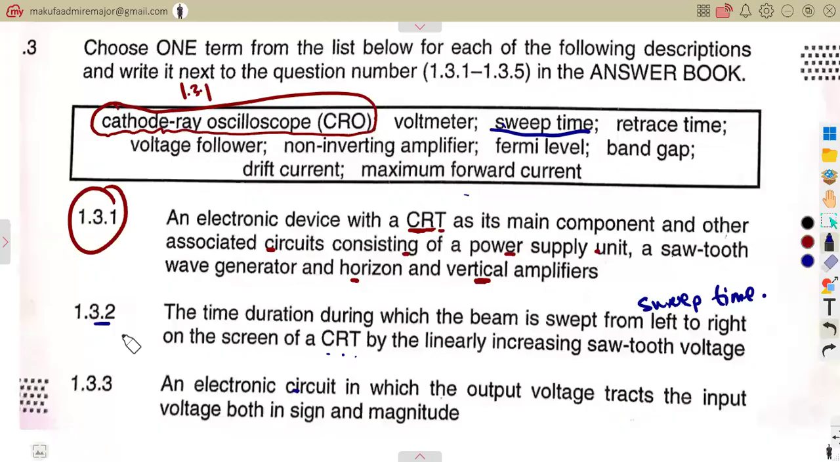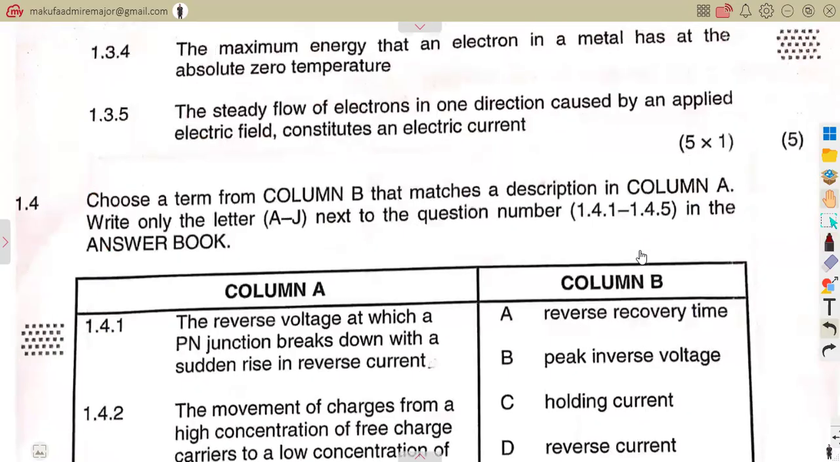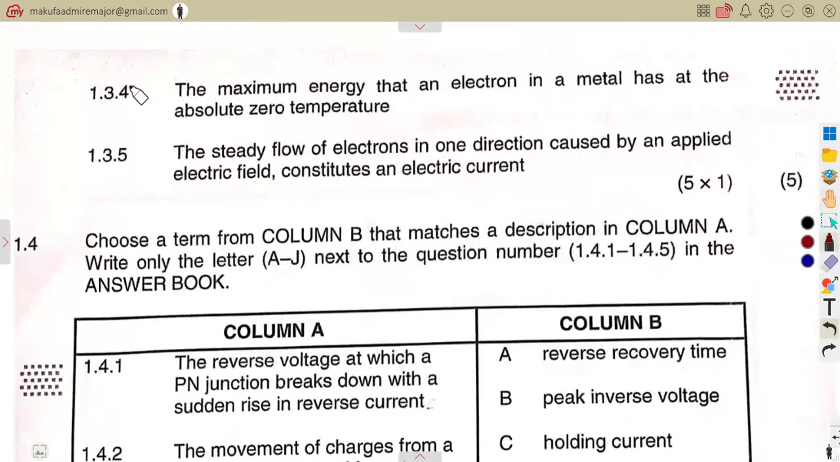If we move on to 1.33, we're now given an electronic circuit in which the output voltage tracks the input voltage both in sign and magnitude. So that will be our voltage follower in that case. So we have to consider what we are given to answer these questions.